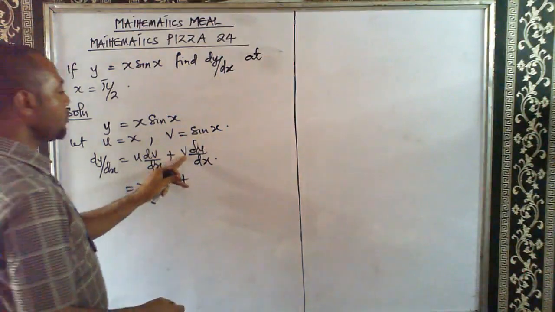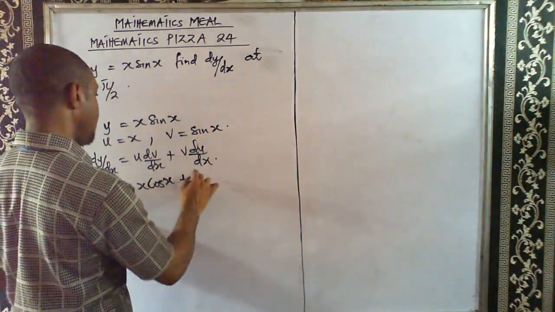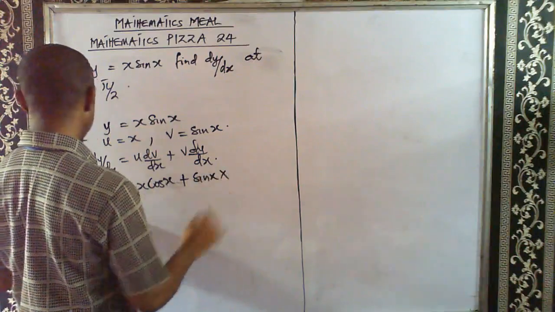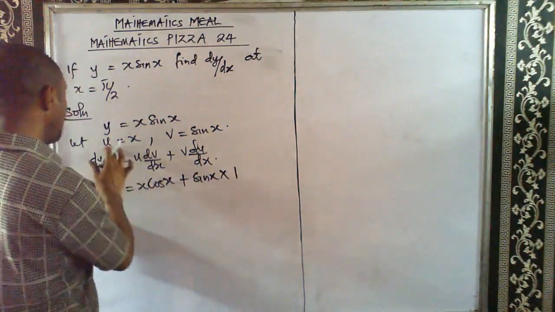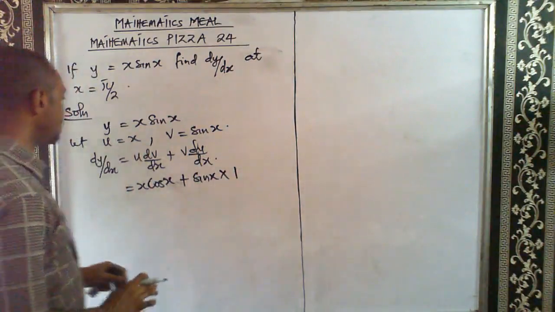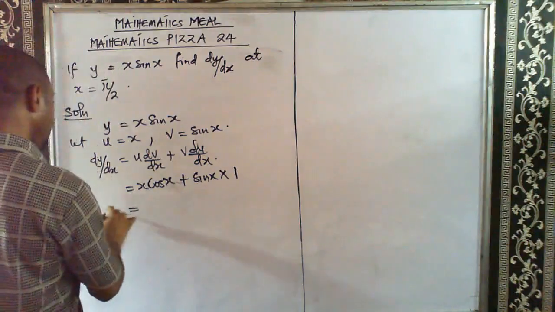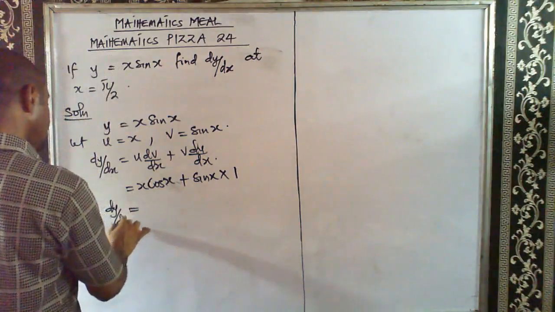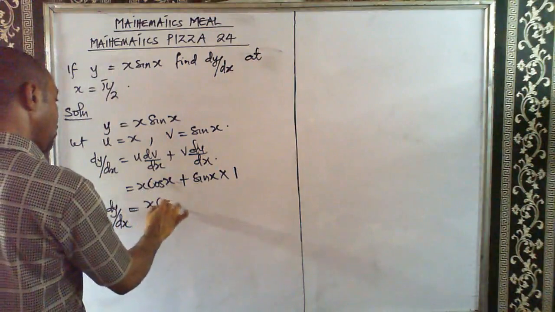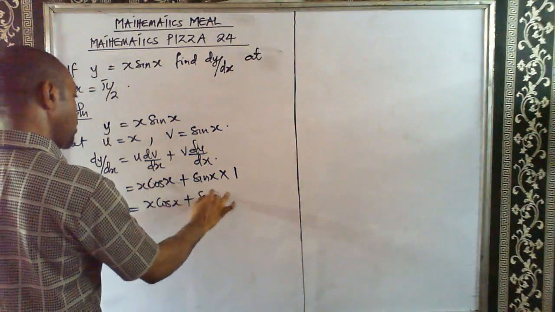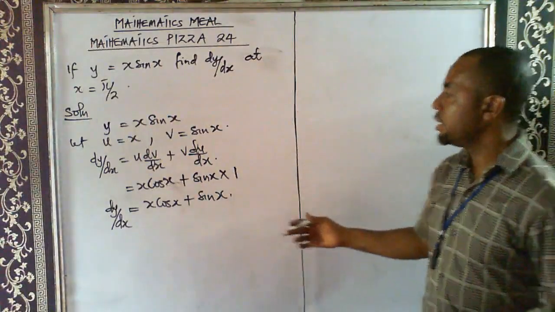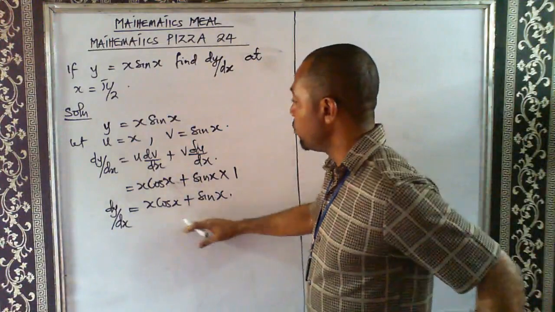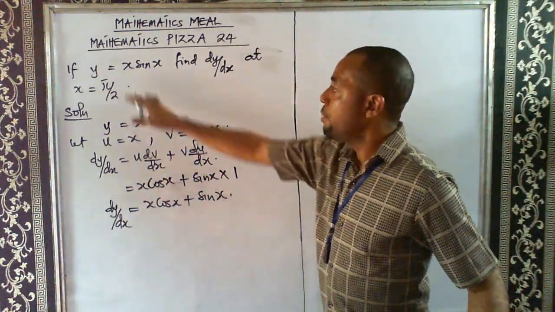Okay? What is our v? Our v is sine x times du dx. What is du dx? Will give me 1 when you differentiate this with respect to x. That will give me dy dx equals x cos x plus sine x. But we are not done yet because we are asked to find the value of this derivative when x is equal to pi over 2.